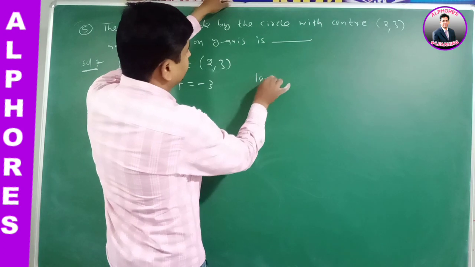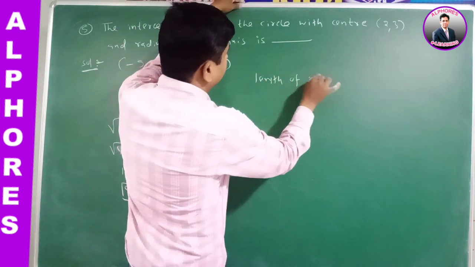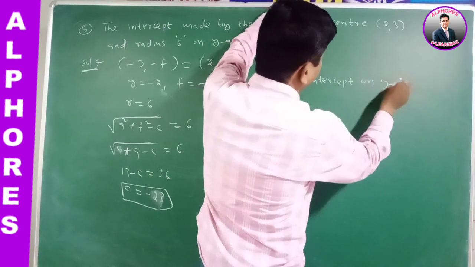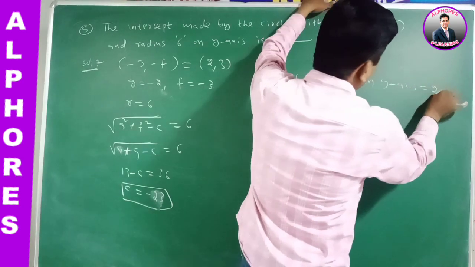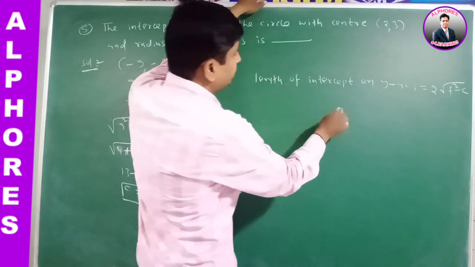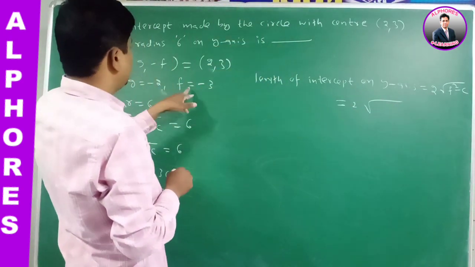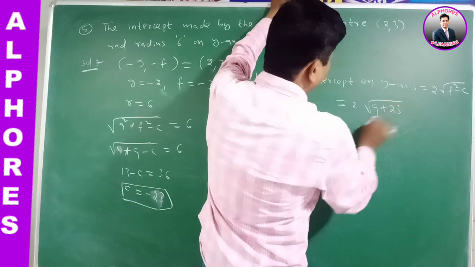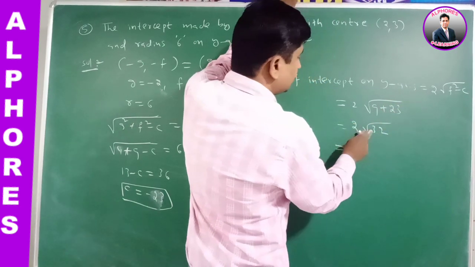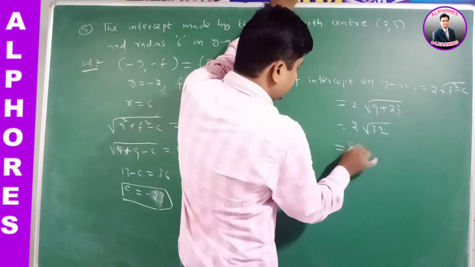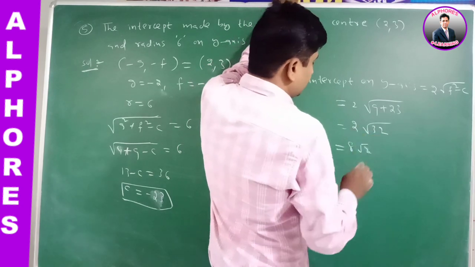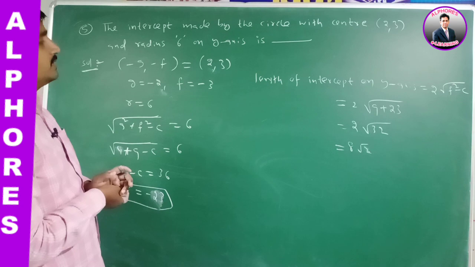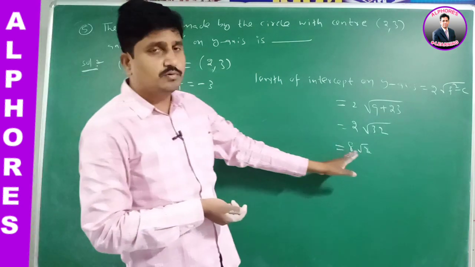Now the length of the intercept on the y-axis is 2 times the square root of f squared minus c. That implies 2 times the square root of f squared, which is 9, minus c, so minus into minus plus 23. Write as 2 times the square root of 32, write as 16 into 2, 4 outside, 8 root 2. Therefore, the length of the intercept made by the circle having center (2, 3) and radius 6 on the y-axis is 8 root 2.